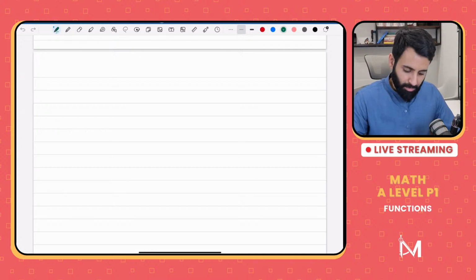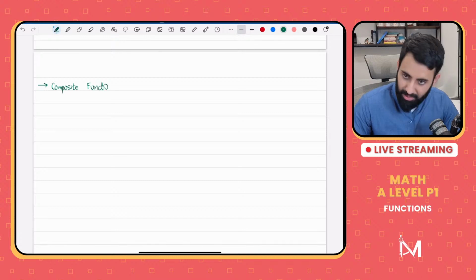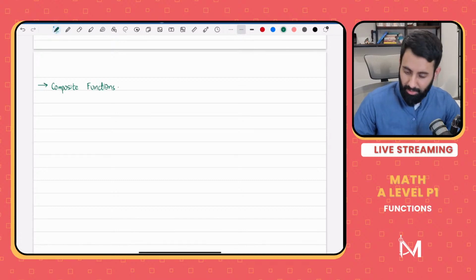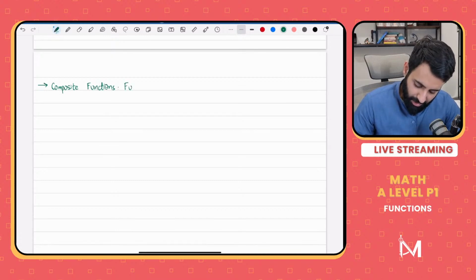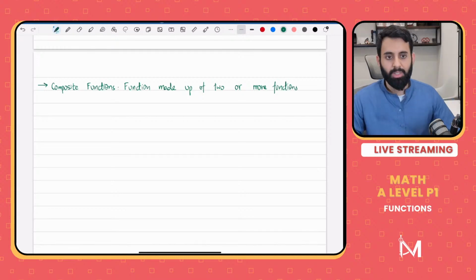So composite function, if there are any IGCSE students, you guys would know what composite function is. This is something that has been added in O-levels only recently. So any student who's coming from O-levels background wouldn't know what a composite function is, but it's still fairly simple to get a hang of. A composite function is basically a function that is made up of two or more functions.